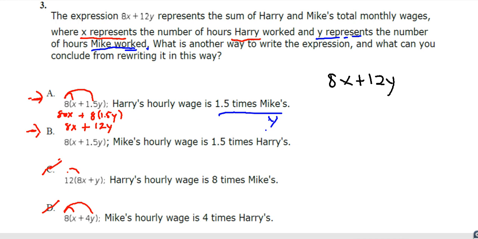Harry was X. So if Harry is X, and Mike is Y, then I can safely say that A is the correct answer, because I'm multiplying Mike's salary by 1.5 to get what Harry got. Okay? So A is my final answer.